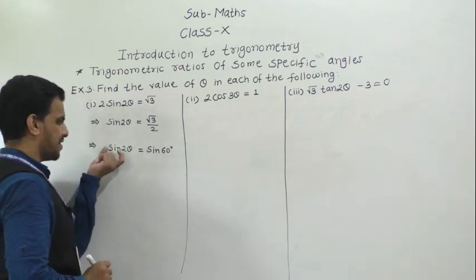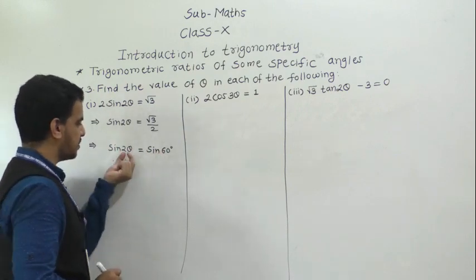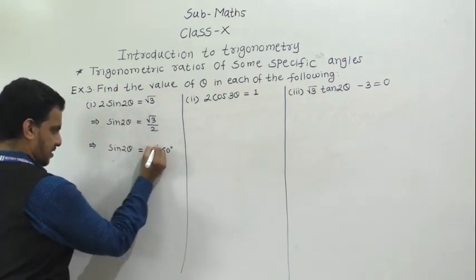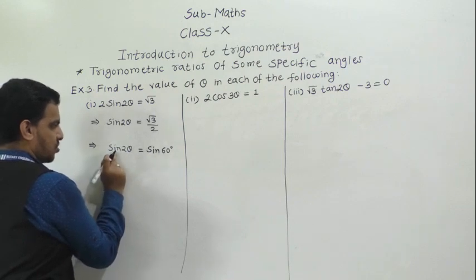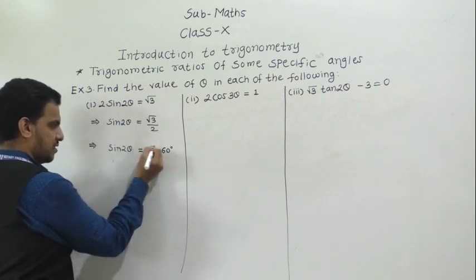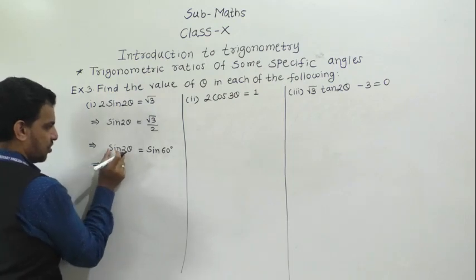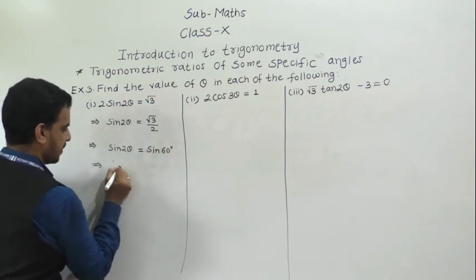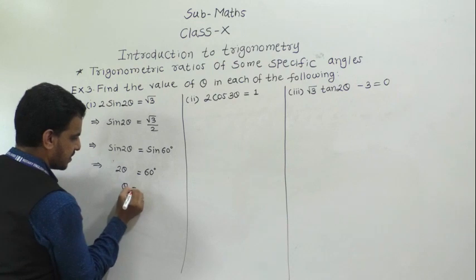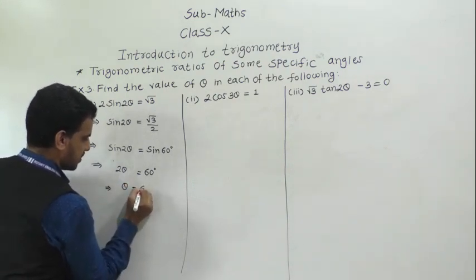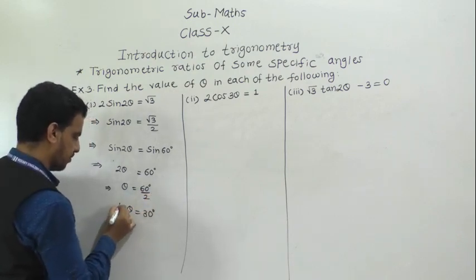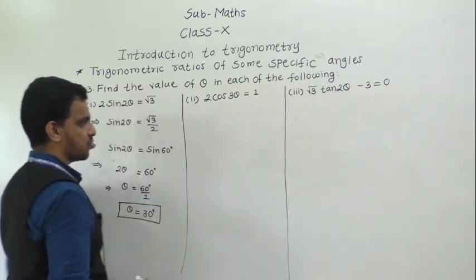If sine 2 theta is equal to sine 60 degrees, it means the value of 2 theta is equal to 60 degrees. Okay, don't cancel this sine, because this sine is not multiplied to 2 theta, it is a function applied to theta. So don't cancel this. Write it this way: if sine 2 theta is equal to sine 60 degrees, then 2 theta is equal to 60 degrees. Now we have to find theta. If 2 theta is 60 degrees, theta is equal to 60 by 2, that is theta is equal to 30 degrees. Similarly, we have to solve the other two.